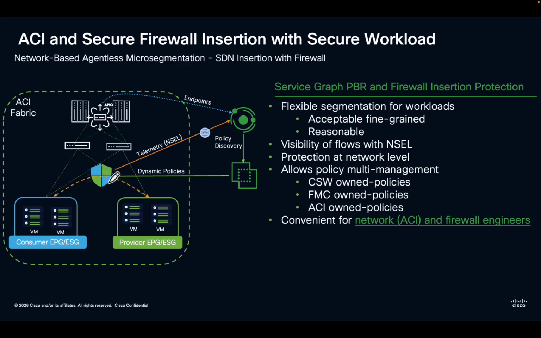And here, with the firewall insertion, what we're looking at is inserting the firewall in the path of those EPGs or ESG constructs on ACI, and doing a policy-based redirect to the firewall. And this is by means of the fabric. Get the telemetry from the firewall directly, discover those policies on Secure Workload, and push those policies to the Firewall Management Center, which will lastly push the policies into the firewall enforcement point.